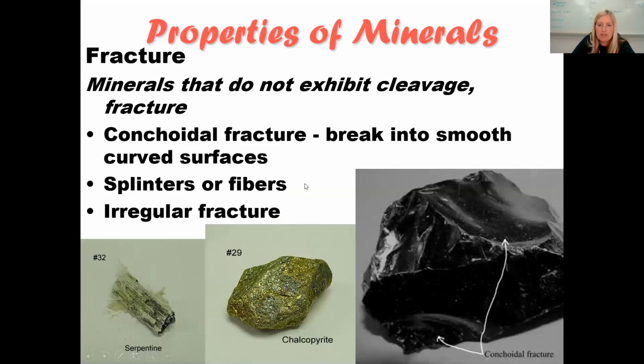Fracture, again, this is if I don't have those nice flat surfaces. So I can get these smooth curved surfaces. We call that conchoidal fracture. Or if I have these fibers or splinters, we say it has fracture with splinters, basically. And then a regular fracture is probably our most common. So we see that there in the middle. It's just nothing special about it, really. It didn't break off in any special way.